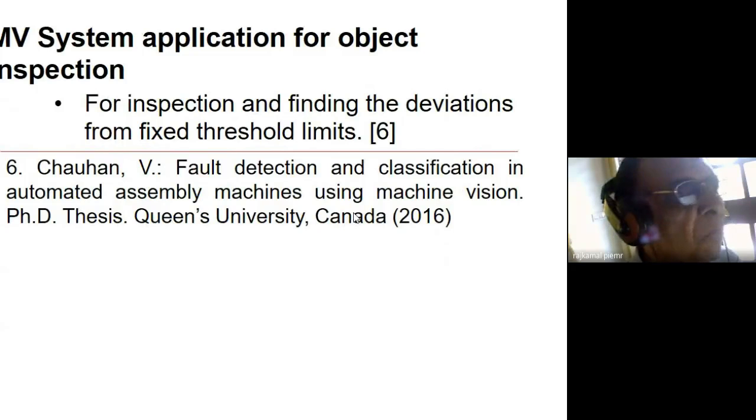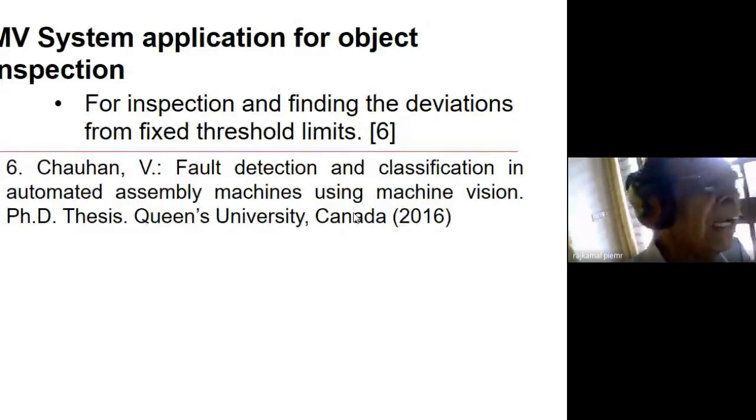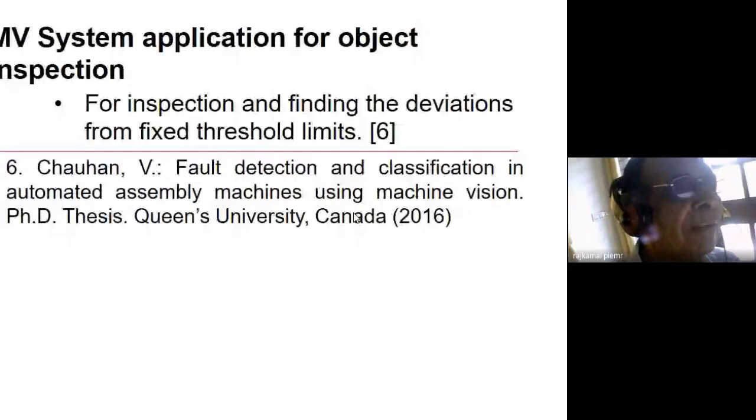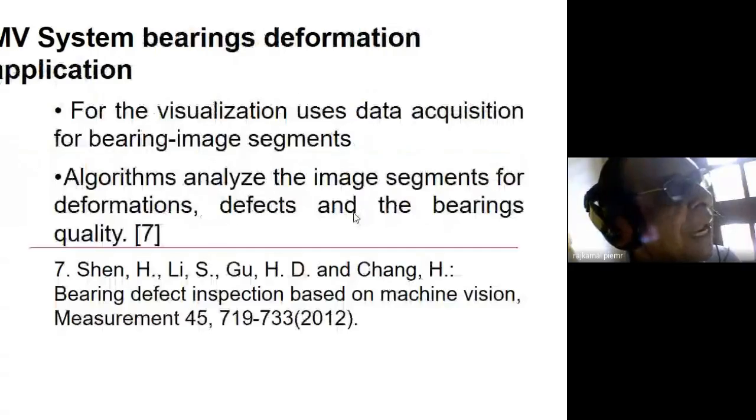For example, suppose we are using a bearing, so bearing quality, bearing radius, for example, the radius of the balls in the ball bearing which you are using, whether it is within the fixed threshold limits and what their deviations are. This concept was used in this particular thesis and methods were given there. Machine vision system bearing deformation application.